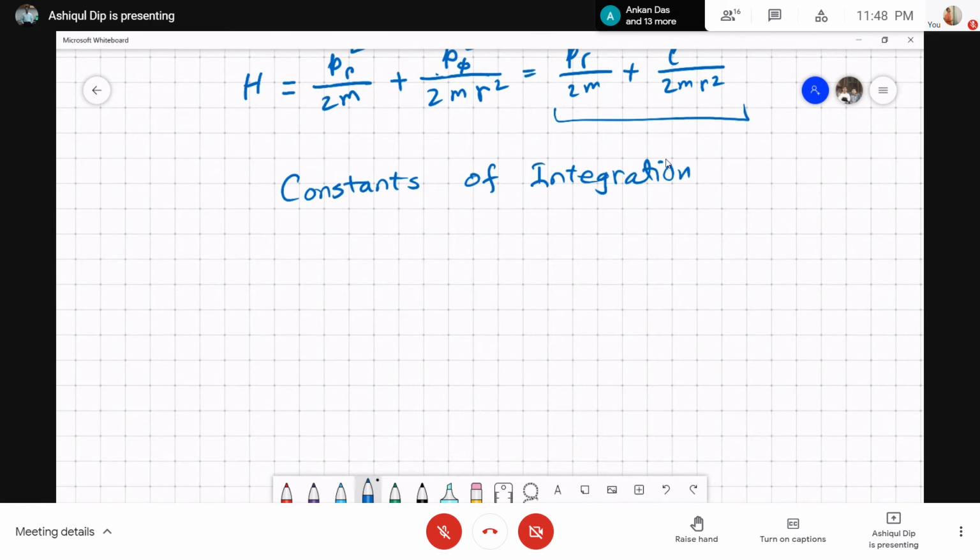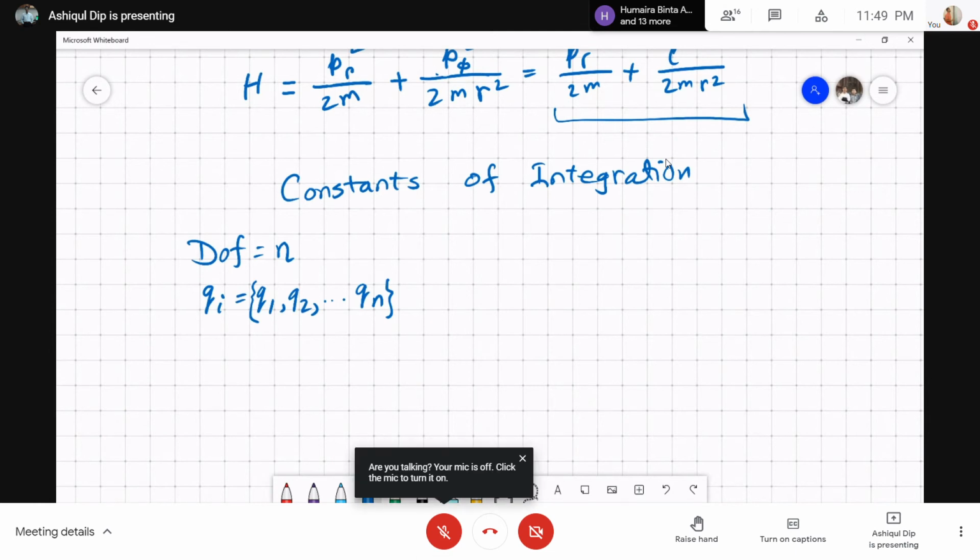So if you have n number of independent coordinates, n degrees of freedom, GOF equals n, then your Qi equals Q1, Q2 up to Qn, right? The question is how many integral constants you need to provide to solve a differential equation of motion that you have for this n.